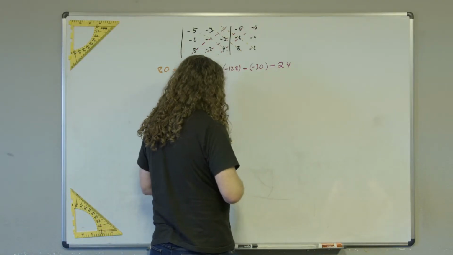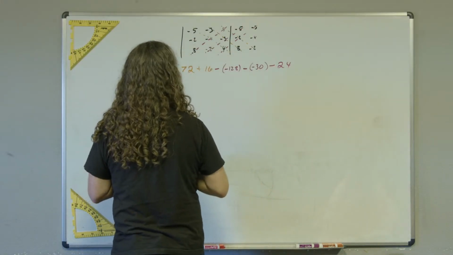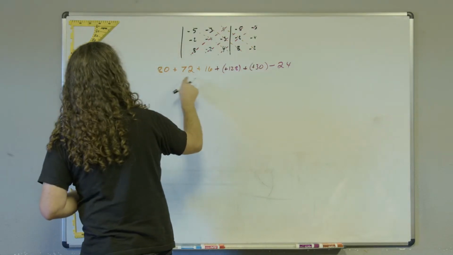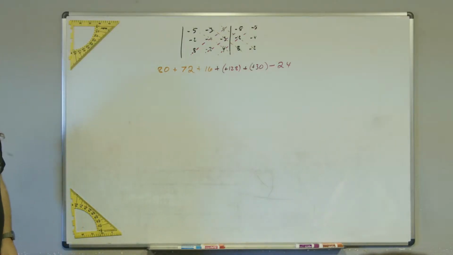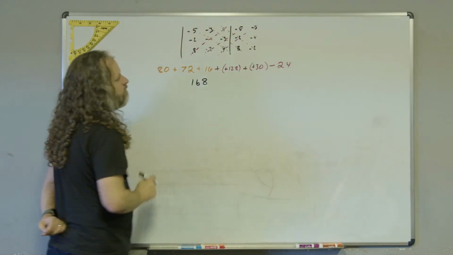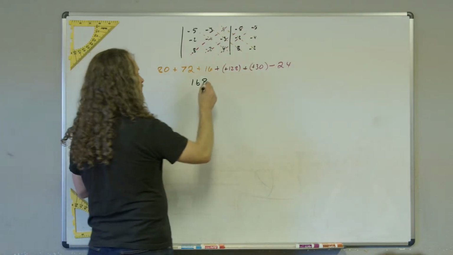Now what? Yeah, you do all the stuff, right? Ka-chink, ka-chink. 80 plus 72 plus 16 is what? That's what my brain agrees with. I don't know about anybody else. And then 128 plus 30 minus 24. 134. It is positive.